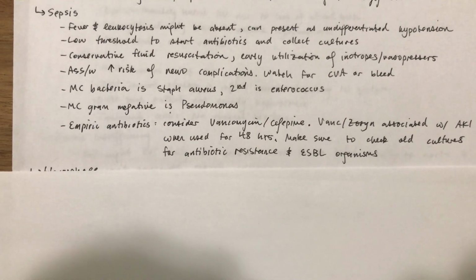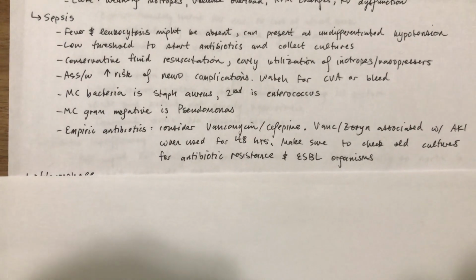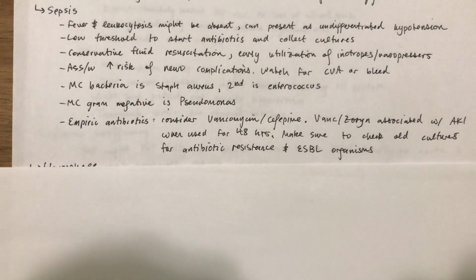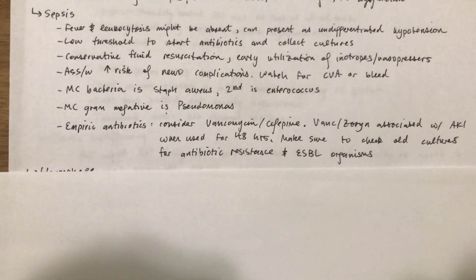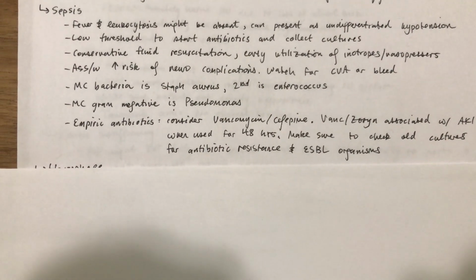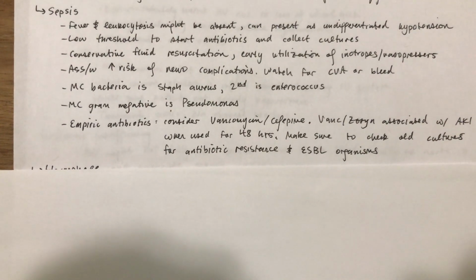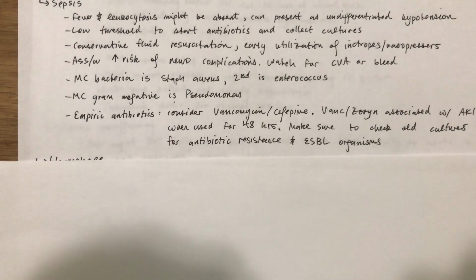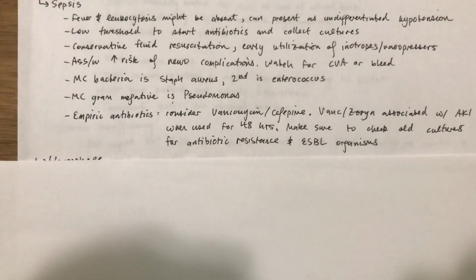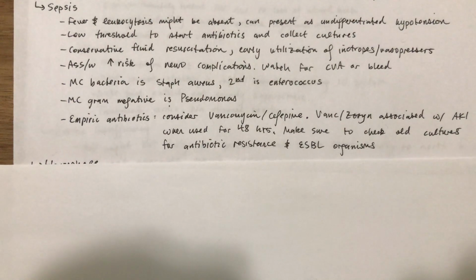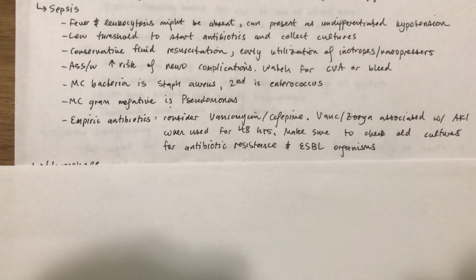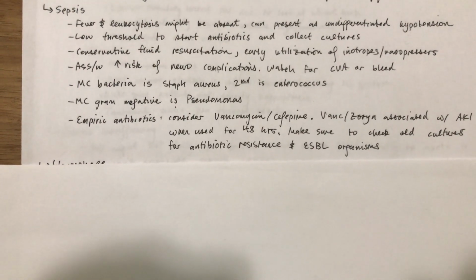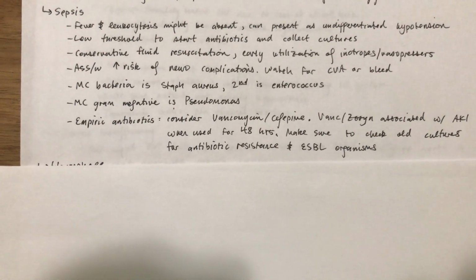The other thing that you need to know about is patients who are chronically septic are at increased risk for neurologic complications, including strokes and bleeds. I don't have a good reason why this happens mechanistically, but it is observed in retrospective data sets. The most common bacteria that causes sepsis is Staph aureus. Second most common is Enterococcus. And the most common gram-negative is Pseudomonas.